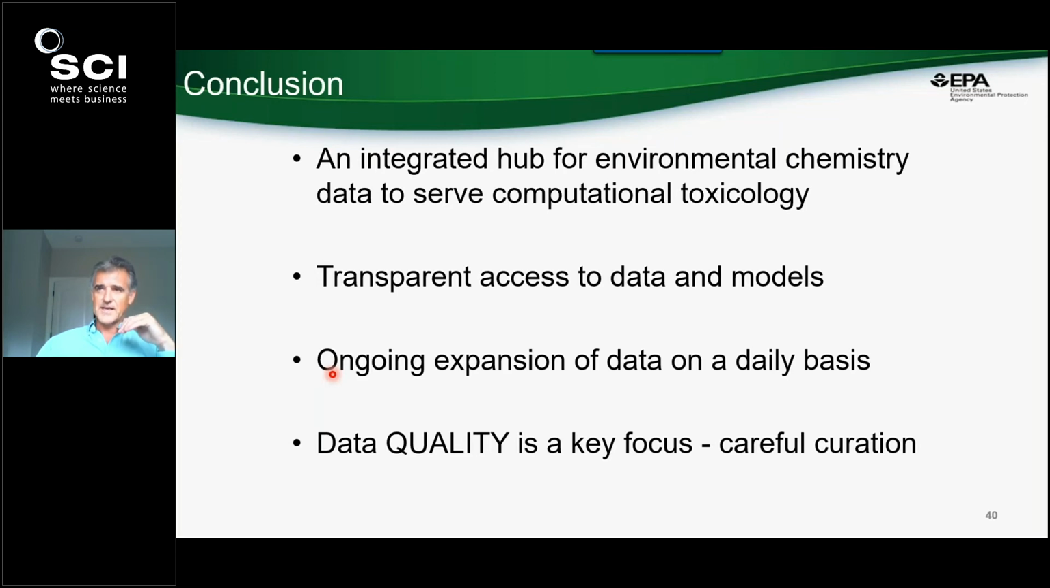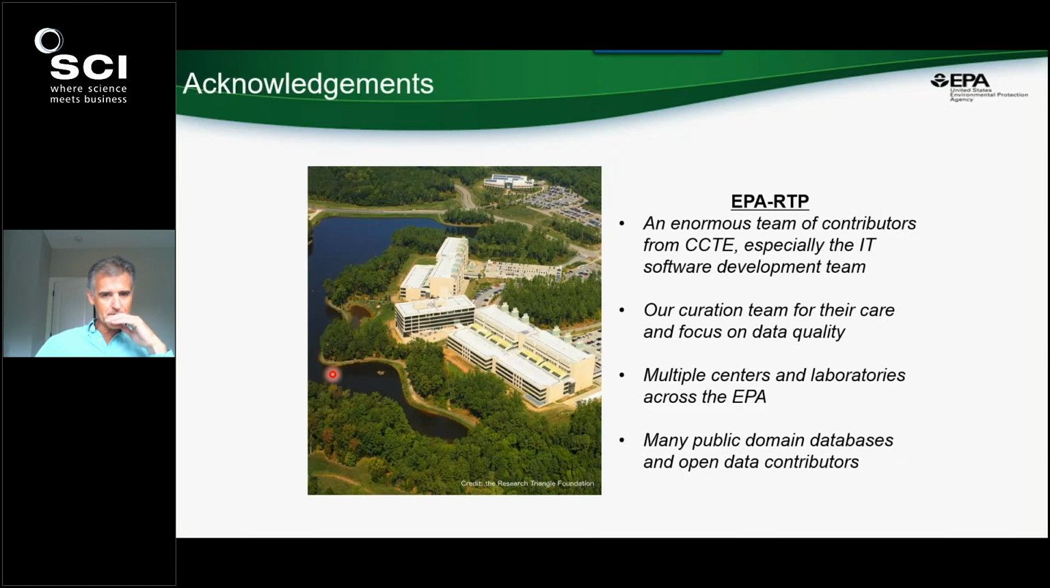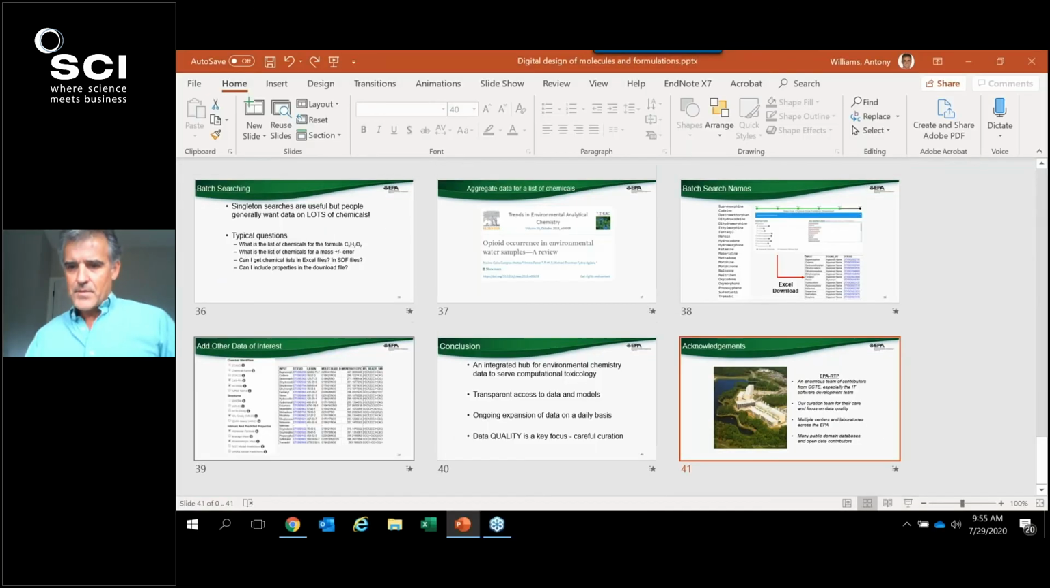And this data quality is key for us. We want to make sure that we have the right mappings between chemicals, toxicity, and so on. It's an enormous team of people that have been building this. I'm one cog in a very complex set of gears, and we've worked with lots of open public domain resources to make this happen. So I'm now going to go directly into the application.